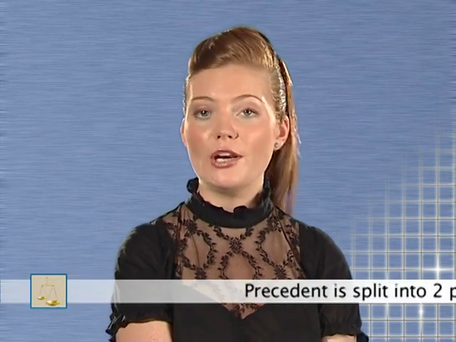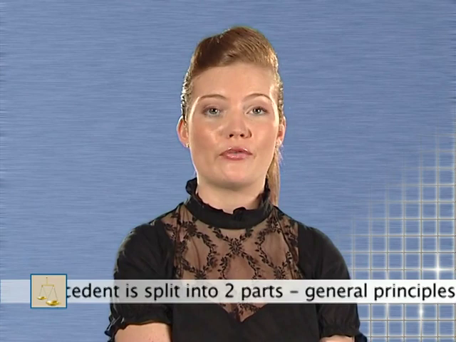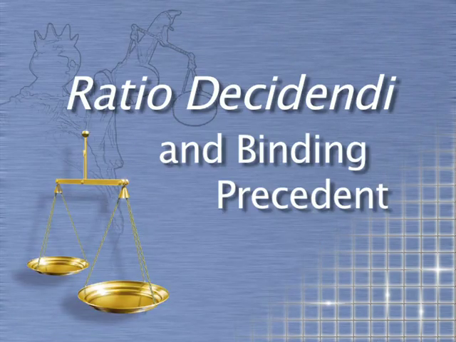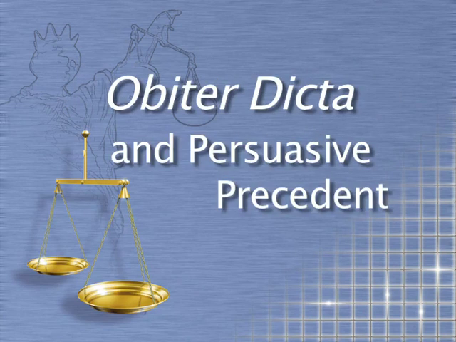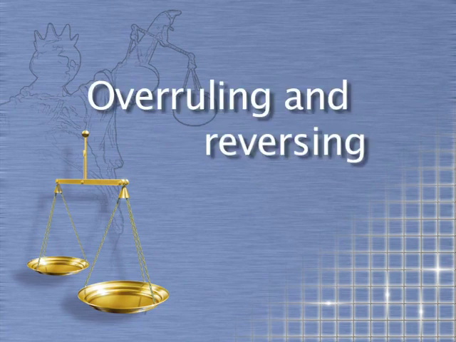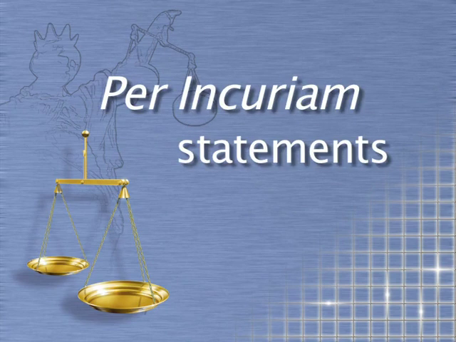Precedent is normally split into two parts: the general principles or key elements of the doctrine and its practical application through the court system. The elements of the doctrine of precedent which you have to learn are ratio decidendi and binding precedent, obiter dicta and persuasive precedent, distinguishing on the facts, overruling and reversing, and per incuriam statements.